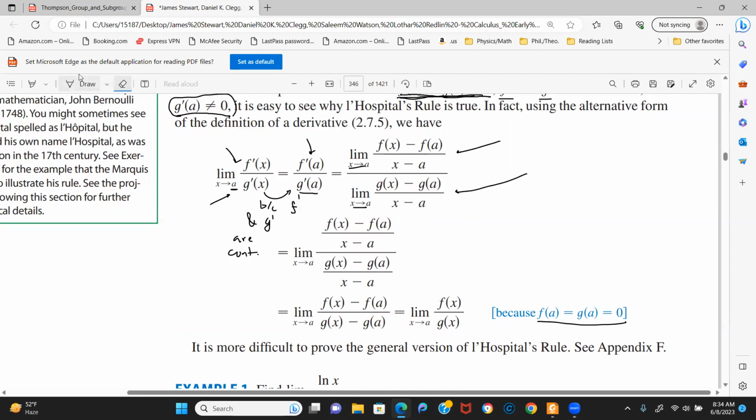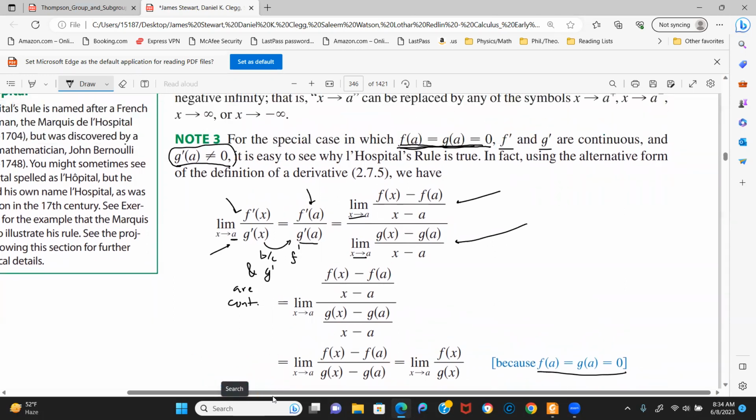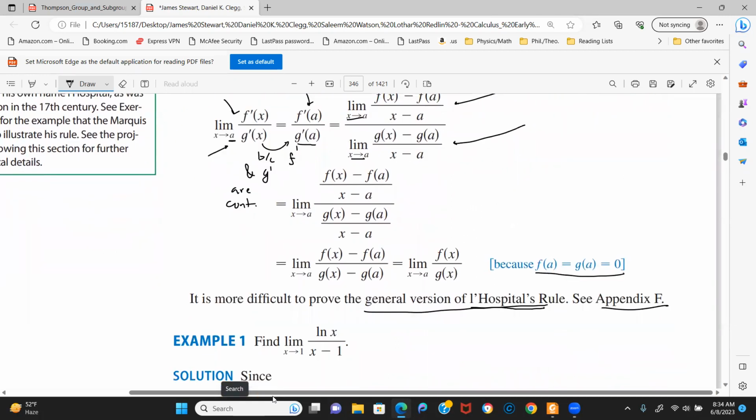As they note, there's a proof of the general version of L'Hopital's rule in Appendix F. I guess it's more difficult. I haven't really looked at it. I probably should look at it at some point. I don't remember how it goes. But if you're interested in why it's true more generally, without having these simplifying assumptions, I encourage you to look at that.